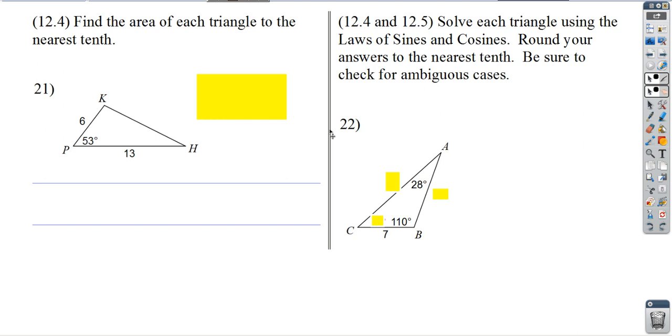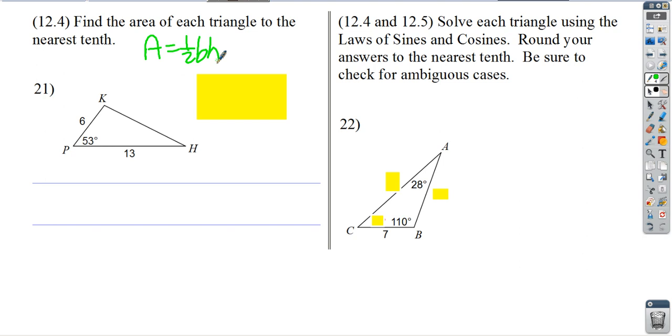Alright, so sections 12.4 and 12.5 are about something called the law of sines and the law of cosines. Before we do that, there is one problem that's related to the law of sines, and that's how to find the area of a triangle. So if you look at 21, normally to find the area of a triangle, the formula for that is 1/2 base times height.